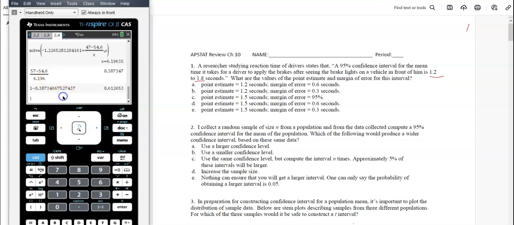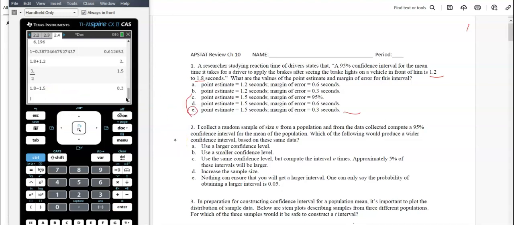So let's find the middle. Let's add them up, 1.8 plus 1.2, and divide by 2. So the middle would be 1.5. I know it's one of these. That's going to be the point estimate. Then the difference between one of the ends, like 1.8 minus 1.5, I know you could probably do this in your head, but it's 0.3. So it's got to be E.